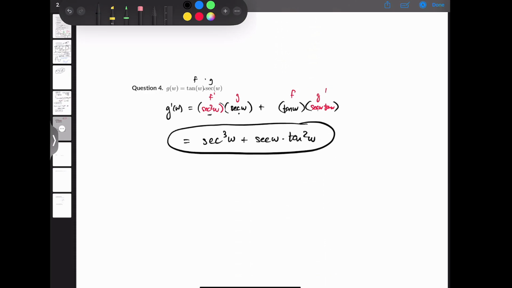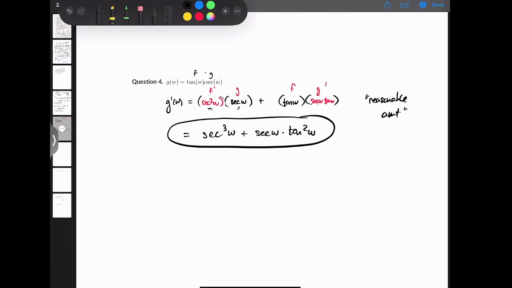This is the level of simplification I'd expect. You can probably go a little bit further with this. There might be a Pythagorean identity, things like this. But really, I ask for just a reasonable amount of simplification. So that's obviously a gray area, but to not leave it like this where you have two factors that could be combined into a single term, with an easy step like that. But here we have g prime of w based solely on the rules that we know so far.